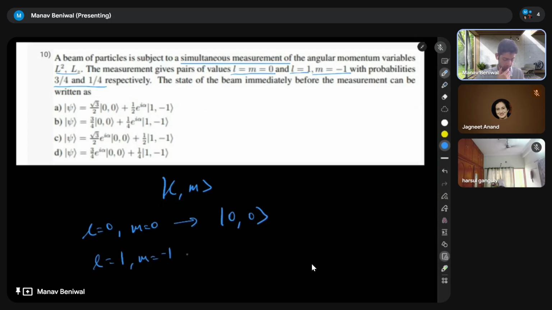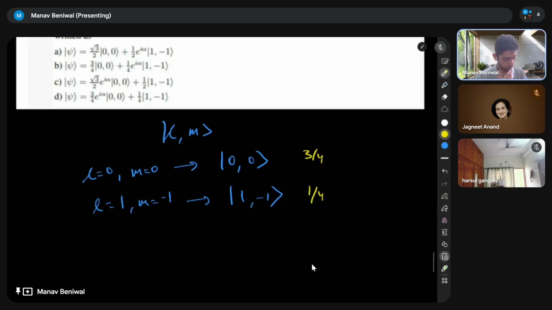Okay, so generally we write our state like this, correct? So L equal to 0, m equal to 0 will correspond to this state, and L equals 1, m equals minus 1 will correspond to this state. Now the probability was 3 by 4 here and 1 by 4 here. So what will be our total state psi out of all these given options? Which one do you think is the right one?